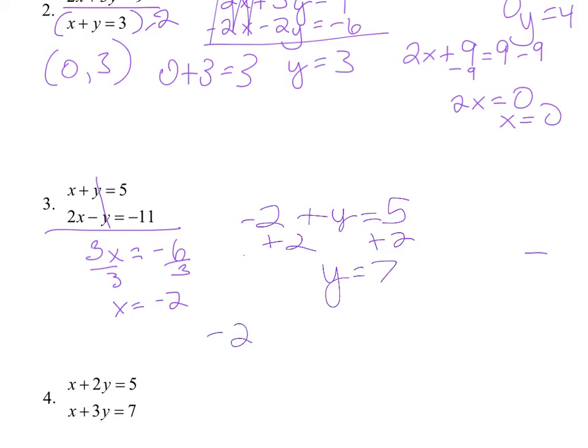So my solution should be -2, 7. Now, real quick, I'm going to check that, though, in the other equation. So 2x becomes -4 minus y, which is 7, equals -11. Does -4 plus a -7 equal -11? Yes, it does. Okay, so that's good.